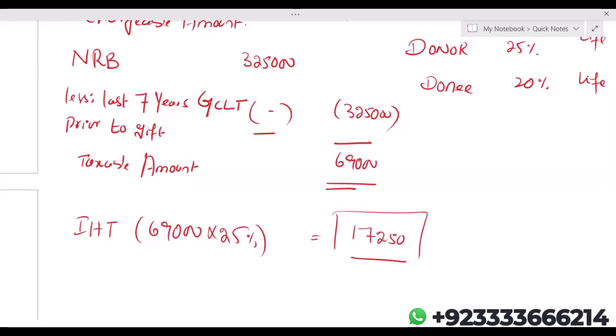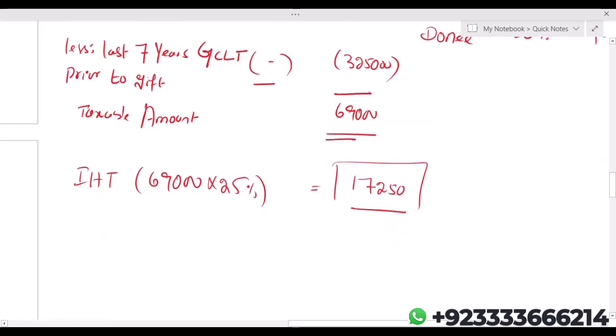Now, a very important point comes. If the donor dies within 7 years of CLT, then death tax will apply on CLT. Now there's a question. The question is, sir, we have already paid the tax during the lifetime. I know that. But if the donor dies within 7 years, you have to pay the death tax as well. But how it works, I'll show you. First of all, you need to calculate gross chargeable amount carry forward.